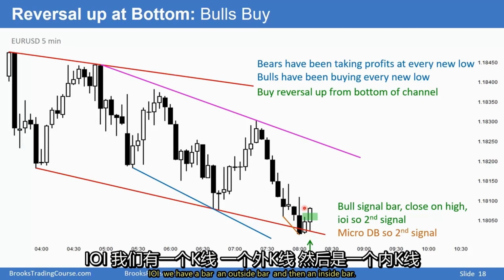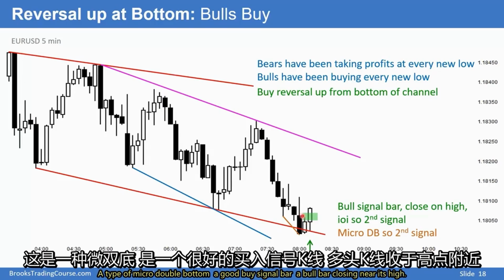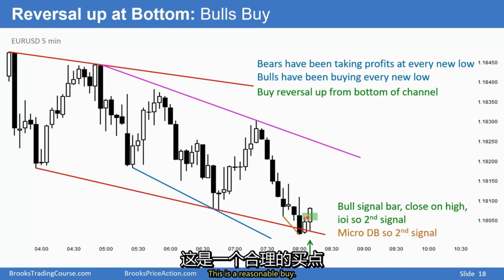IOI: we have a bar, an outside bar, and then an inside bar. So this bar is inside this. This bar is inside that. So inside, outside, inside. A type of micro double bottom, a good buy signal bar, a bull bar closing near its high. This is a reasonable buy.